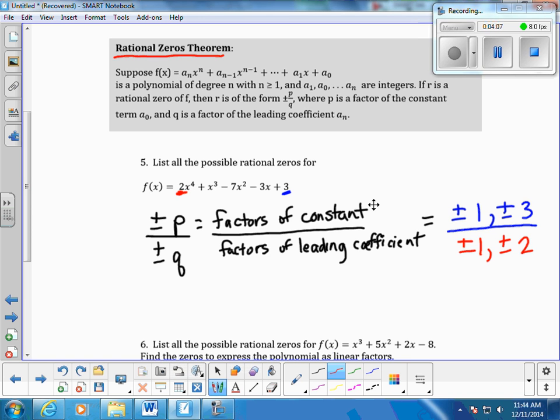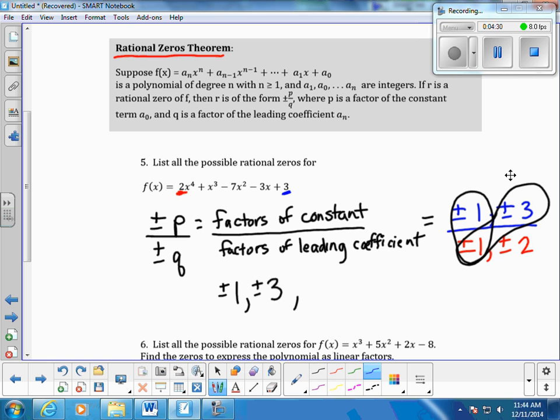Okay, now we want to simplify all the options out of this. So first of all, 1 divided by 1 is just 1. So of course I'm just going to keep plus or minus in front of it. And then I'm going to say 3 divided by 1 is just 3 and keep the plus or minus in front of it.